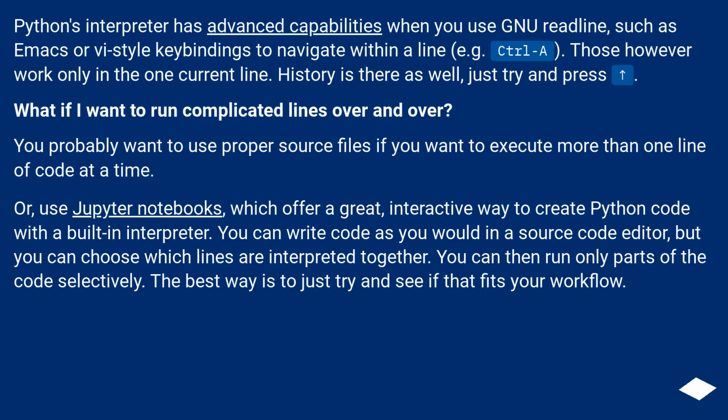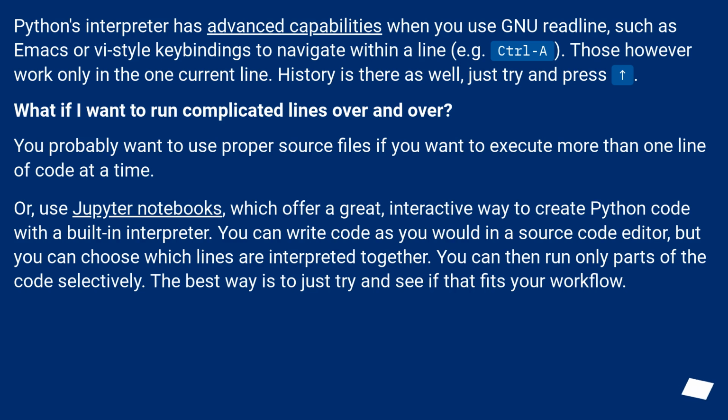Python's interpreter has advanced capabilities when you use new readline, such as Emacs or Vi-style key bindings to navigate within a line, for example Ctrl-A. Those however work only in the one current line. History is there as well, just try and press. What if I want to run complicated lines over and over?